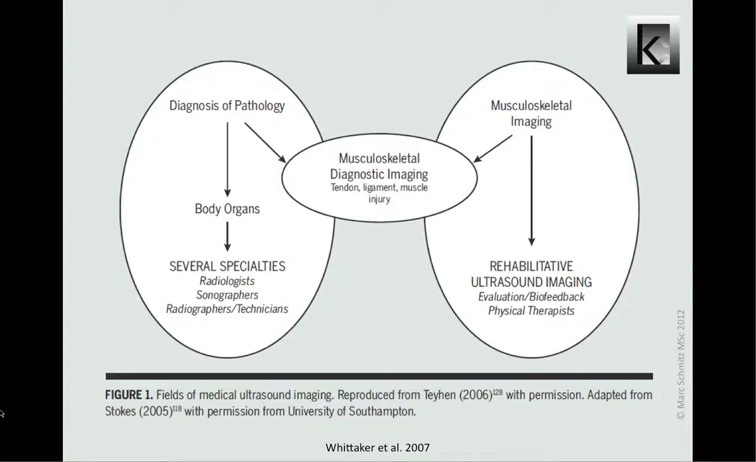Current applications of MSU essentially fall into two distinct areas of musculoskeletal imaging: diagnostic imaging and rehabilitative ultrasound imaging, or in short, RUSI. RUSI includes evaluation of muscle structures and behavior, as well as the use of MSU as a biofeedback mechanism. Specifically, this includes the measurement of morphological features, such as muscle length, depth, diameter, cross-sectional area, and pennation angles. More about RUSI will be discussed in the third part of this video presentation.